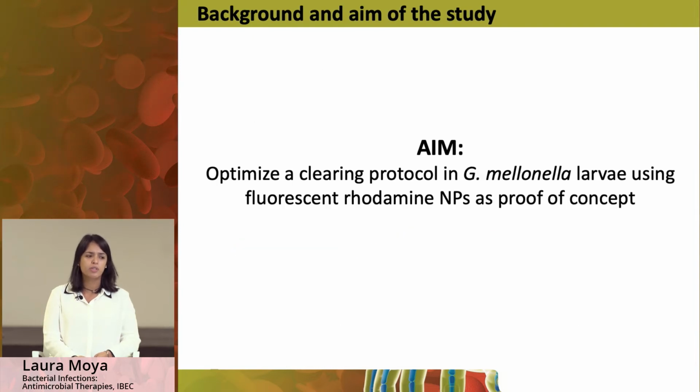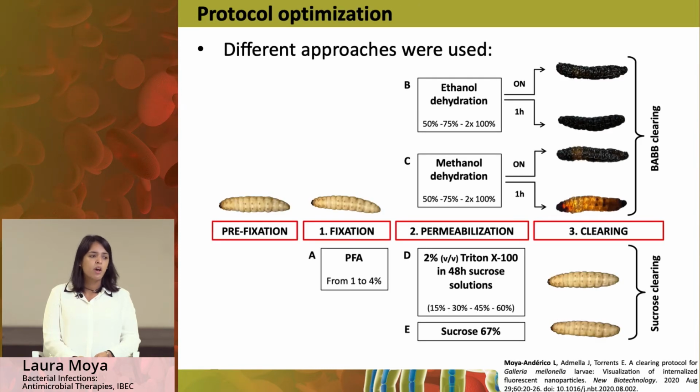So the aim of this study was to optimize a clearing protocol in Galleria mellonella larva using fluorescent rhodamine nanoparticles as proof of concept. For protocol optimization, we tried different approaches which focused on three main steps: fixation, permeabilization, and clearing. One of the approaches was to first dehydrate the larva in either ethanol or methanol in increasing concentrations and for different incubation times.